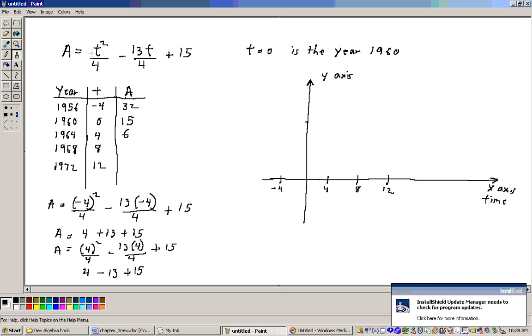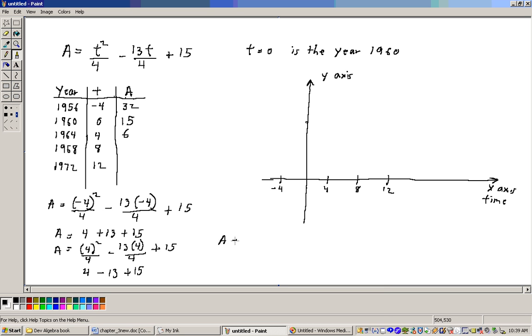Let's go to 1968. If we plug in 8 for t, we would get 8 squared over 4 minus 13 times 8 over 4 plus 15. And working this out, I would get a equals, well, 8 squared is 64. 64 divided by 4 is 16. 8 divided by 4 is 2. 2 times 13 is 26, and that's a minus 26 plus this 15. Well, working this out, 16 and 15 is 31. 31 minus 26 is 5. So that would be 5.